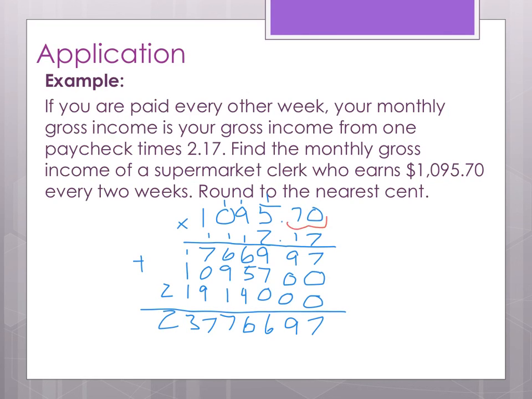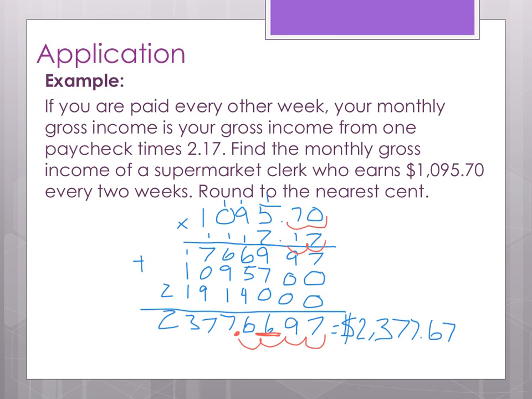I have to move in 1, 2, 3, 4 places here. 1, 2, 3, 4. My decimal is going to go right here. And now I need to round to the nearest cents, or the hundredths place. That's 2 places past the decimal. So that's where the second 6 is. This 9 is going to make that 6 go up to a 7. So my final answer here is going to be $2,377.67 when I round that last digit up. So that's our answer for this problem.